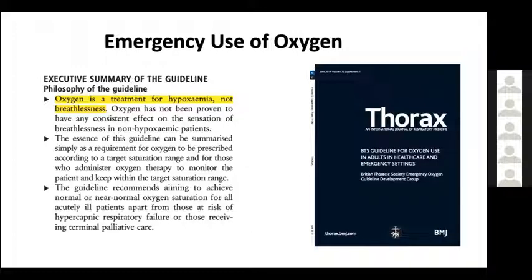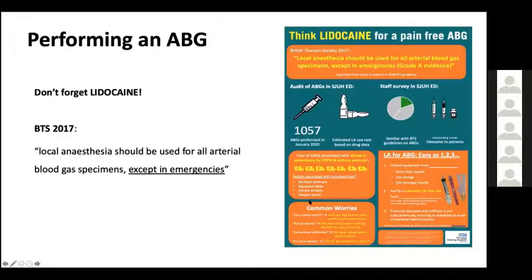So it's worth remembering that oxygen is a treatment for hypoxemia, and for your patients with normal sats, it's not going to help with their breathlessness. We mentioned briefly an arterial blood gas, so taking a sample from the radial artery in the wrist. This is really useful because it gives you a very quick indication of a patient's oxygen partial pressure and their carbon dioxide partial pressure. If you're struggling to get saturations, this is useful. We know that sats probes aren't always reliable.